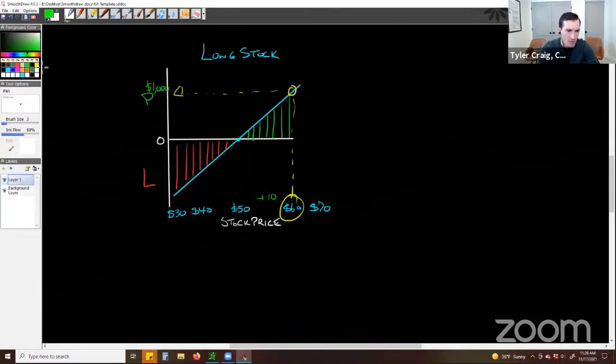Or over on the left, you could say, what if the stock goes down to 40 bucks? You could see where that intersects your graph and look at the corresponding loss. And in this case, it'd be about a $1,000 loss. Okay, so that's a long stock position.